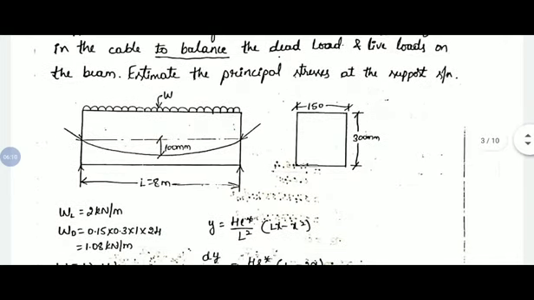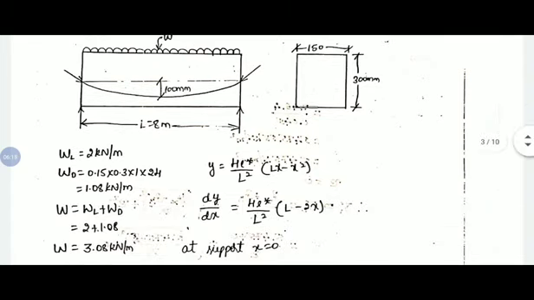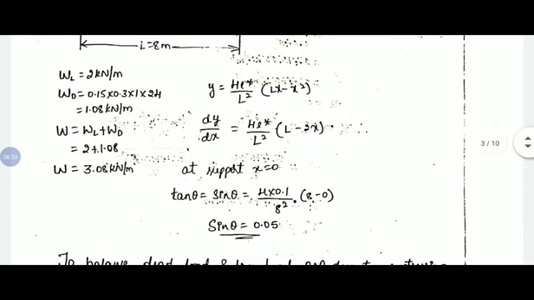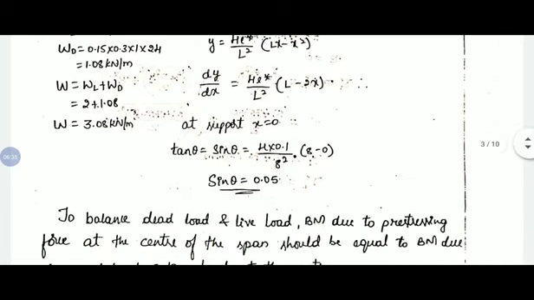So this is the data given, cross section and longitudinal section of the beam. WL is 2 kN given. WD, we need to find out: 0.15 into 0.3 into 24. We got 1.08 kN per meter. Total it is 3.08. So by using the parabolic equation we can find out the slope of the cable. At support it is 0.05.